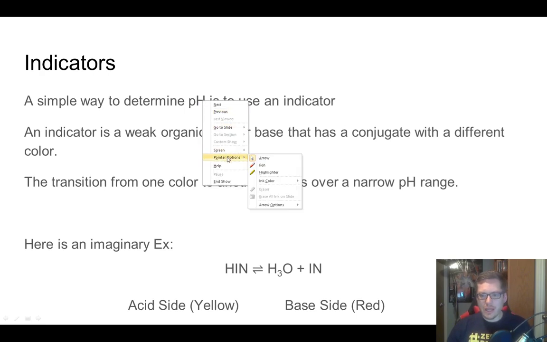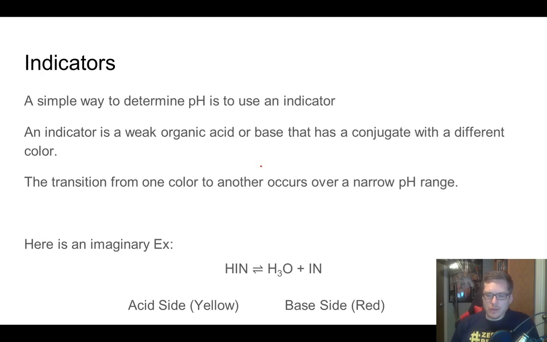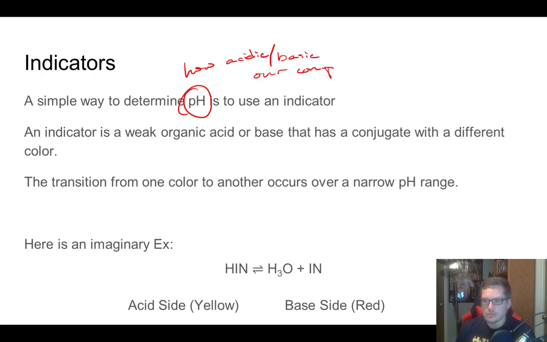Indicators are pretty handy. They're a simple way to give us a good idea of what the pH is, or how acidic or basic our compound is. We'll talk more about how to calculate pH in a couple of videos, but we can use an indicator to help us figure out what that value is, or how acidic we are.